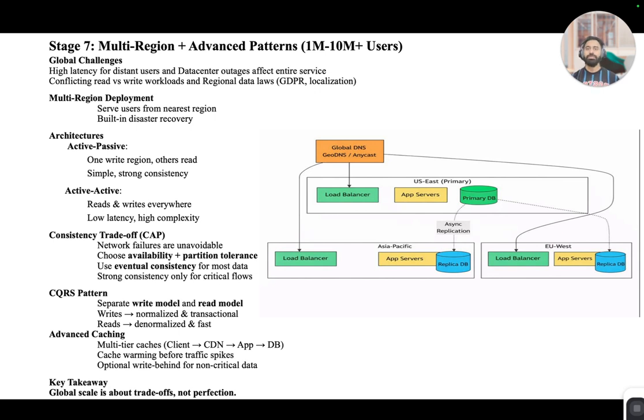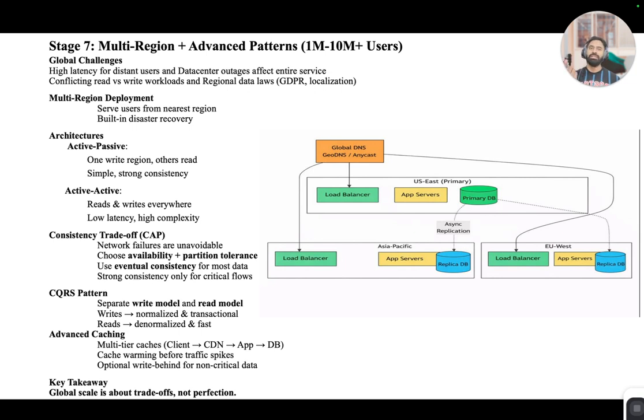Okay, so this is about active-active and active-passive architecture for multi-region. Now I hope you have heard the term CAP theorem, right? At global scale, the CAP theorem stops being theory. You can only choose two things at a time: either consistency or availability, or availability or partition tolerance, or partition tolerance or consistency, right?